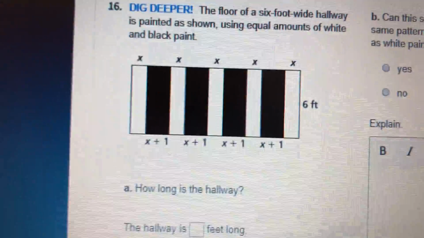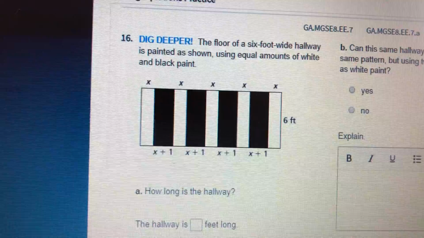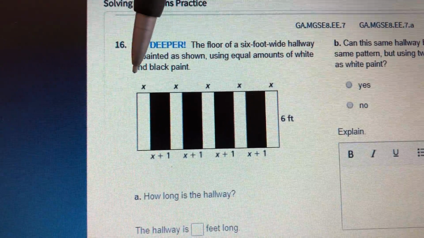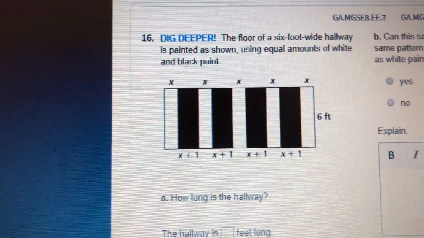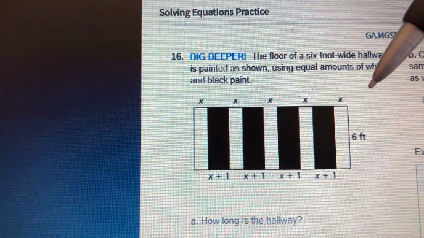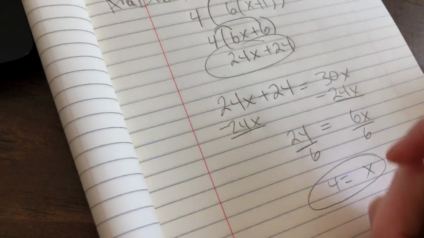So let's look at the picture again. Right here, we were asked to figure out how long the hallway is. So now if we know that x is 4, we know that each of these, 1, 2, 3, 4, 5, each of those 5 x's are 4 each. So that means we can figure out what they are all together by multiplying. So 4 times the 5 is 20. So along the top up there we have, I'm gonna write that down, 20.